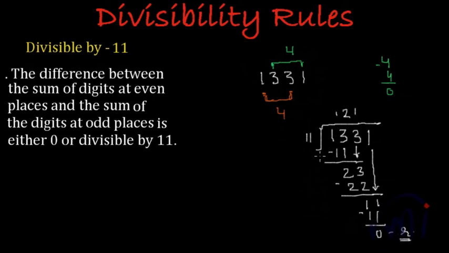That means 1331 is divisible by 11, right? So this is the proof of the concept or the rule that if the difference of the sum of the digits at even places and the sum of the digits at odd places is either 0 or a multiple of 11, the whole number or the number itself will be divisible by 11.